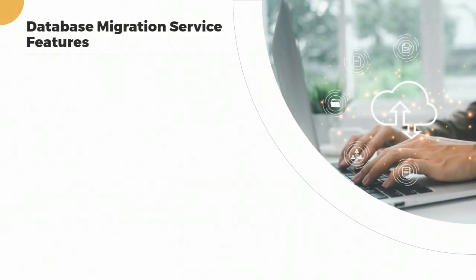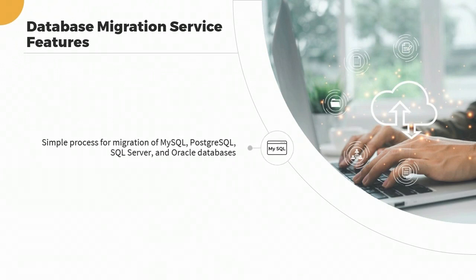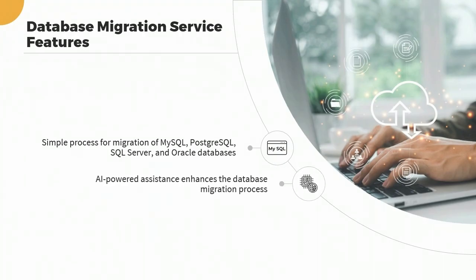The Database Migration Service features include simple processes for migration of MySQL, PostgreSQL, SQL Server, and all Oracle databases. And they have AI-powered assistants that could enhance the Database Migration Service and process for us. Now, migrating Oracle workloads to Cloud SQL or AlloyDB is crucial here. This is where we can take an on-premises Oracle database, or some type of Oracle database that's stored in the cloud, and move this over to Cloud SQL or AlloyDB.